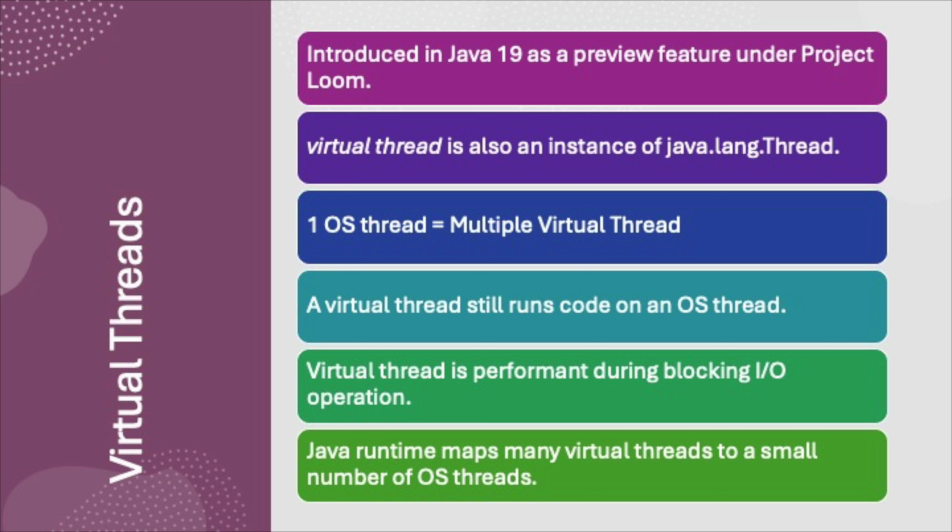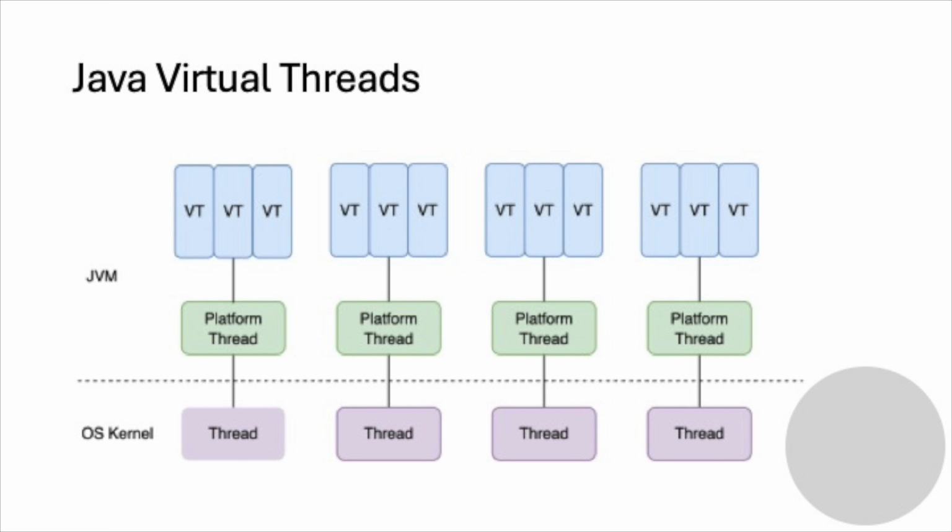However, when code running in a virtual thread calls a blocking IO operation, the Java runtime suspends the virtual thread and the associated OS thread is now free to perform operations for other virtual threads. In this way, OS threads can be reused by multiple virtual threads. To simulate a lot of threads, the Java runtime maps a large number of virtual threads to a small number of OS threads. This image gives a clear picture about Java virtual threads.